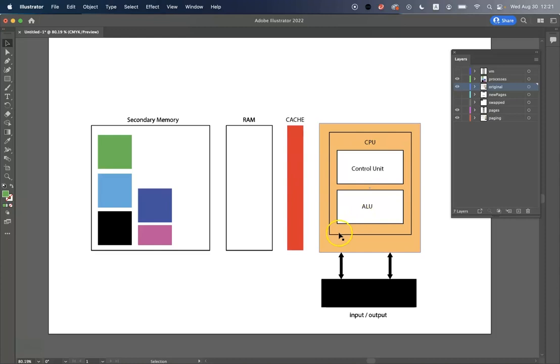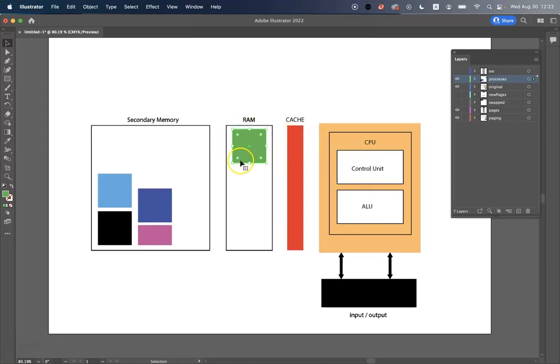We've got our CPU with the control unit and the ALU. Of course, there are other bits and bobs, the registers, etc. And we may have some input and output devices connected to the system as well. So let's say we switch on our computer and we want to open my browser. When I open my browser, the browser software is loaded into RAM, and each of the instructions associated with this application will be fetched, decoded, and executed by the CPU.